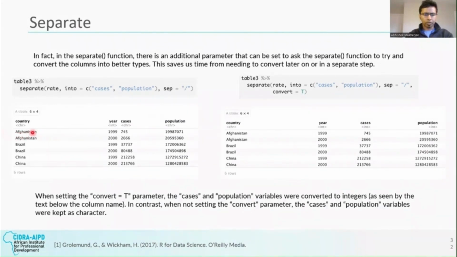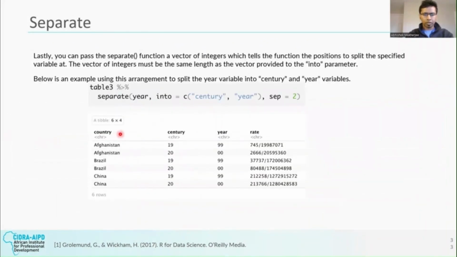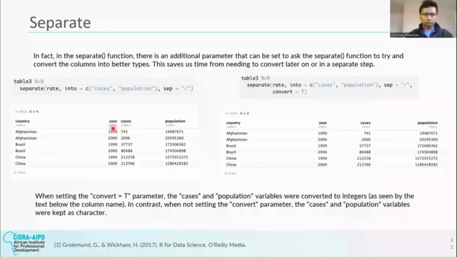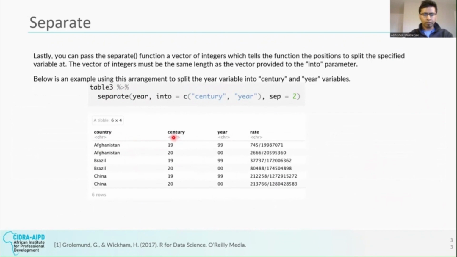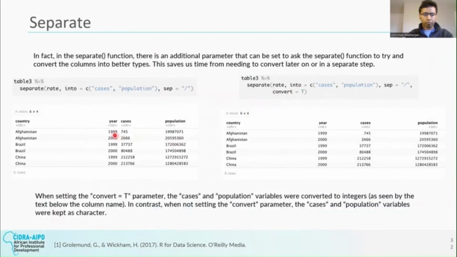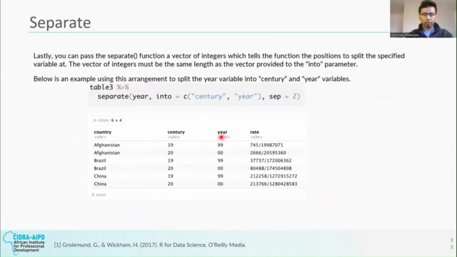So for example, in this row, the year column has a value of 1999, and because the separator keyword has the value of 2, the first two positions of this year column, so the first two positions were 19, so the value of 19 gets saved in the century column, and the next two positions has the value of 99, so the value of 99 gets saved in the year column.